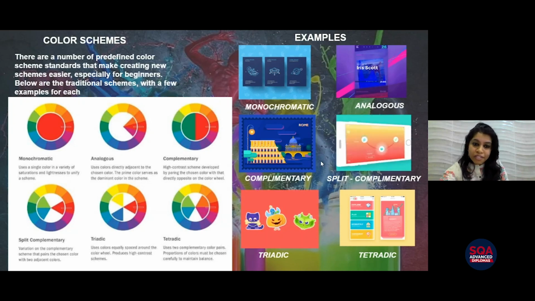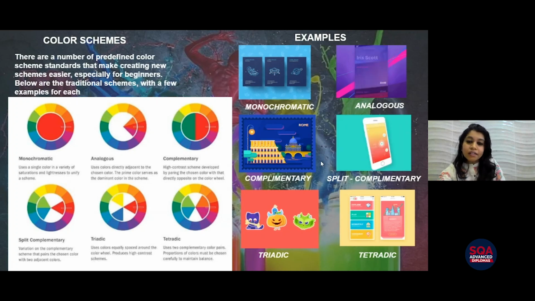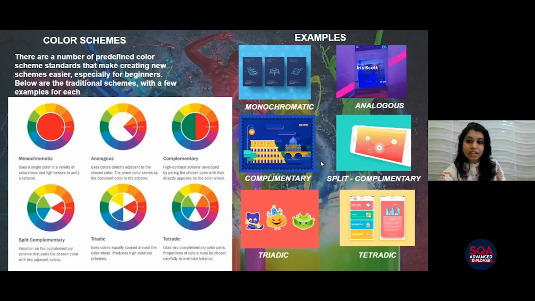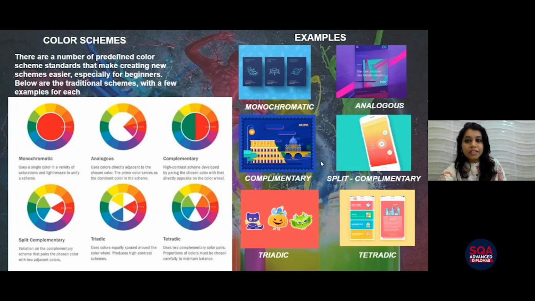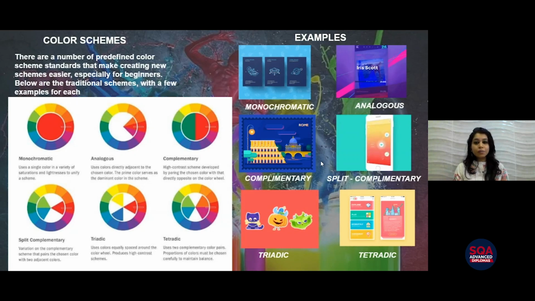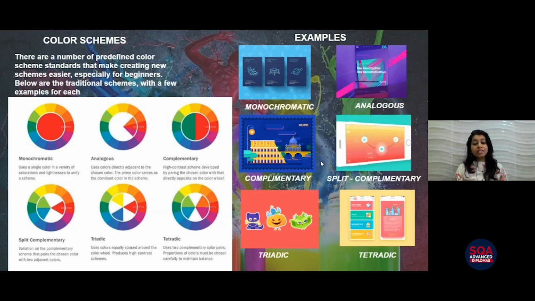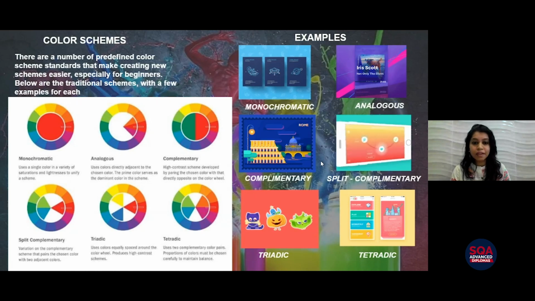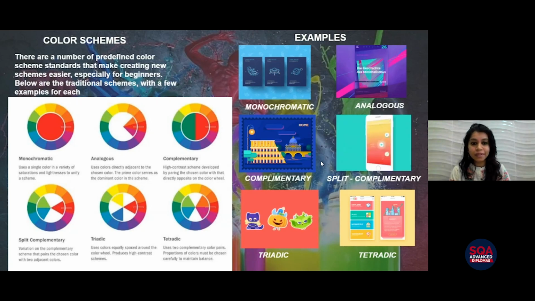Moving ahead to the complementary color scheme, these are the ones which are opposite to each other in the color wheel, which is red and green, for example. These are complementary to each other. If you notice, in many of our Christmas videos, we see this kind of combination around the complementary color scheme, the red and the green color scheme.